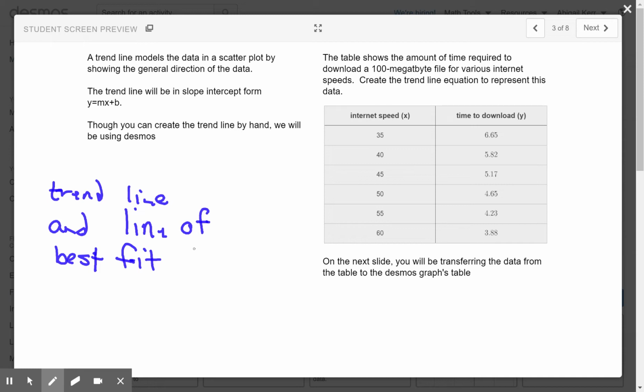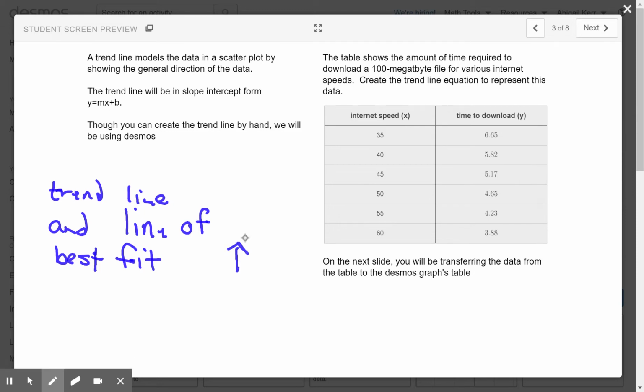Now, scatter plots are all about relating the two variables together. So in this table, it shows the amount of time required to download a 100 megabyte file for various internet speeds. So we're going to create a trend line to represent this data. So now we have the internet speed. You want to glance and see what the table's doing. It starts at 35 and it goes to 60.